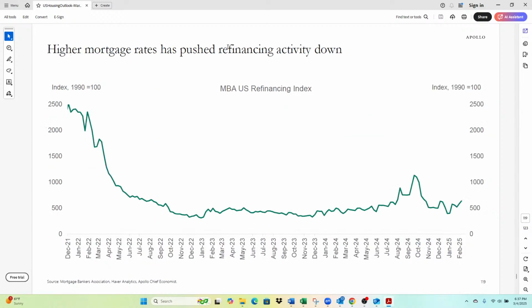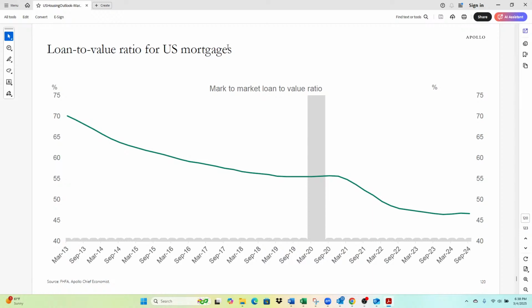Higher mortgage rates have pushed refinance activity down. Duh, we know that. This is just a visual. It's just all this is. When I say study the market, this is just telling you why you feel like you feel. That's all it is. It's validating you in a visual way.